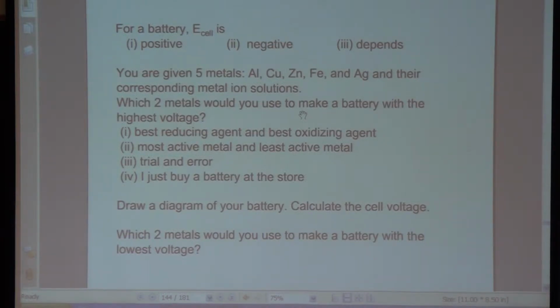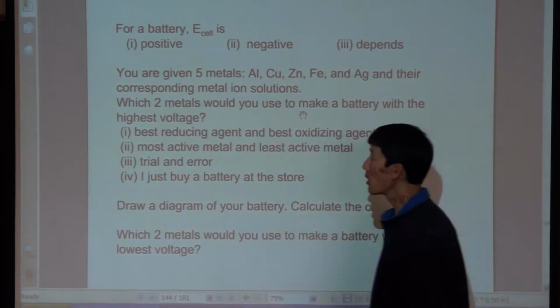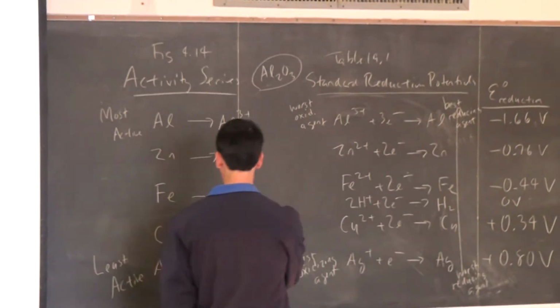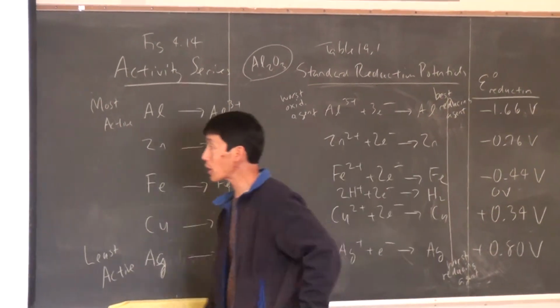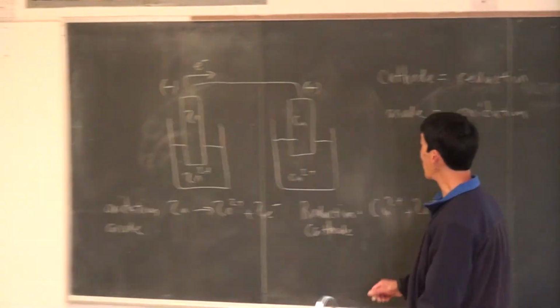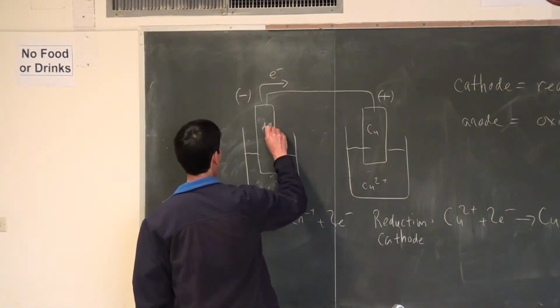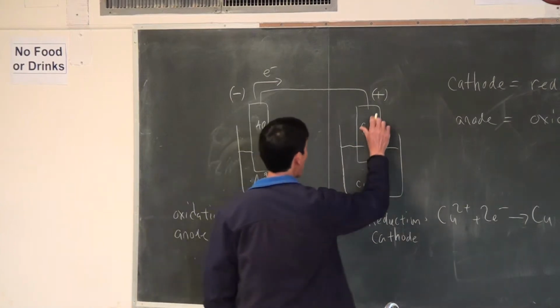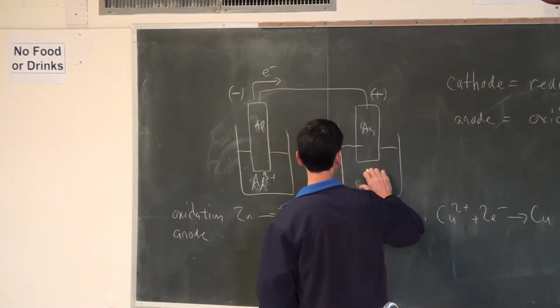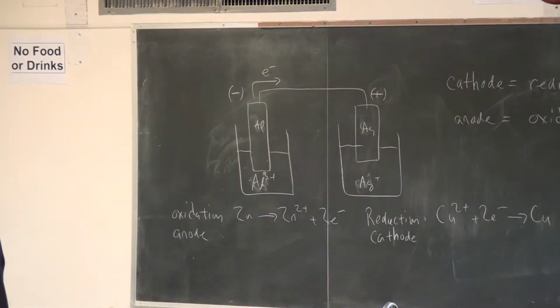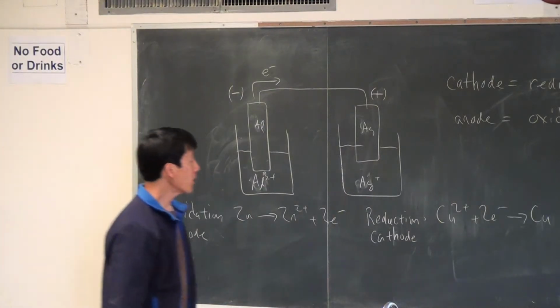Okay, so note that if you want to use the most active metal, that would be aluminum. So going back to our cell, if we exchange zinc for aluminum, and we want to use the least active metal too, silver? Yes. Okay, so we change this to aluminum and aluminum ion, and make this a silver and silver ion solution. What's going to be the voltage for our cell? 0.4 volts.